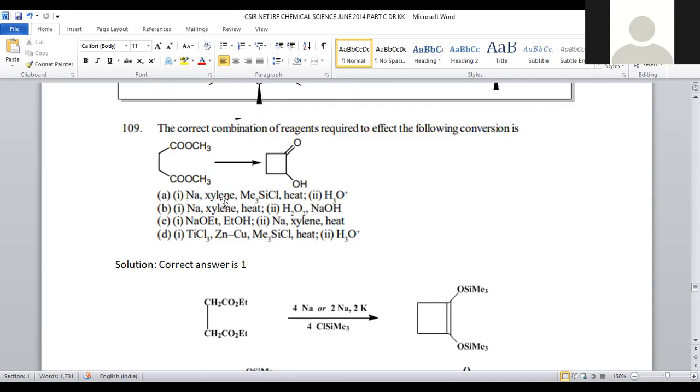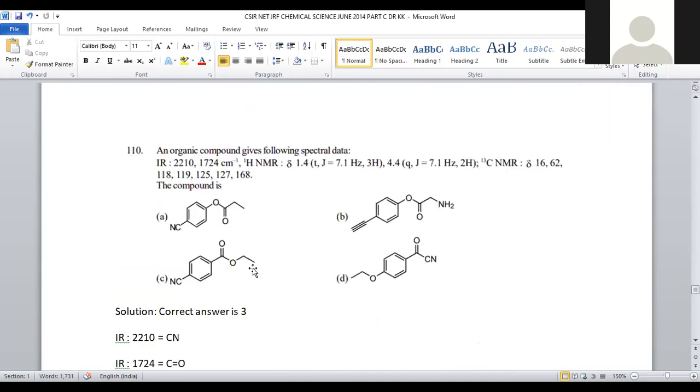Those are provided: sodium, trimethylsilyl chloride, heating, and acid-catalyzed water is required. So this is the right sequence of reactions. For question number 109, option number 1 is the answer. Let us move on to question number 110.